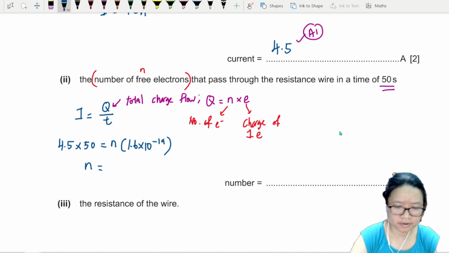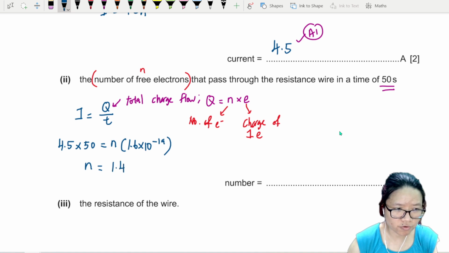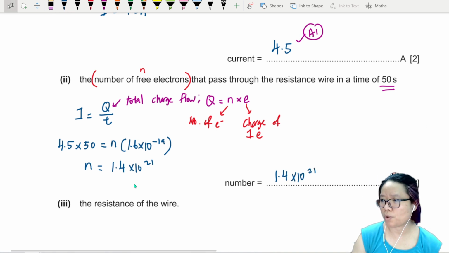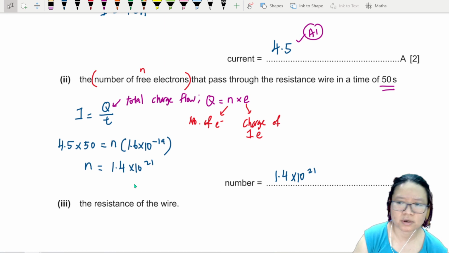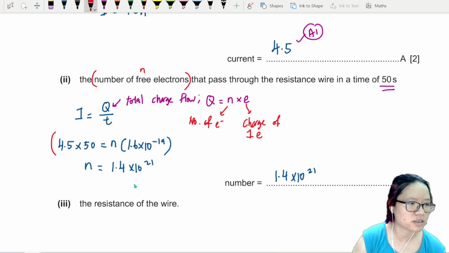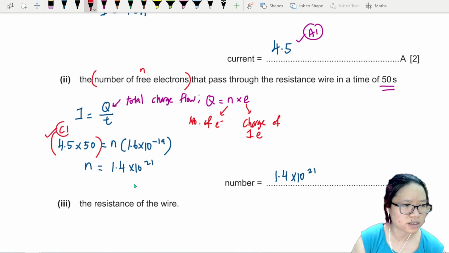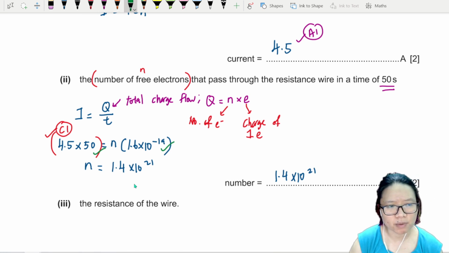So what I have is 1.4 times 10 to the power of 21. All right, pretty straightforward. What we're looking for is the equation, or rather basically if you multiply this 4.5 times 50 is equal to 225, you get C1 mark. Okay, and then if you divide by 1.6 times 10 to the power negative 19, this is another leading to the answer. This is A1.